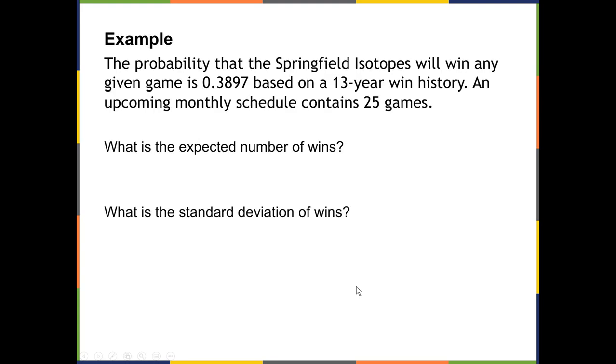All right, so let's go ahead, and we did this before just in Excel, but let's calculate this by hand. What is the expected number of wins? We're going to use mu equals n times p. So in this one, that's going to be 25 times 0.3897, which I actually have a calculator here today. 25 times 0.3897 is equal to 9.7 games they think they might win.